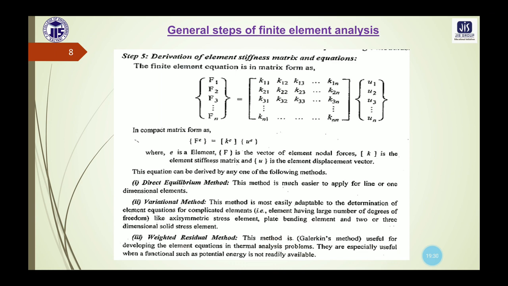Next, number 3, we have the weighted residual method. One example of the weighted residual method is the Galerkin method. This method is useful for developing the element equations in thermal analysis problems. They are especially useful when a functional such as potential energy is not readily available. So in this weighted residual method, one example given here is the Galerkin method.